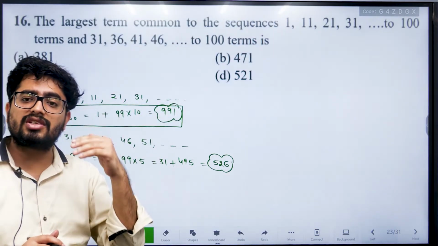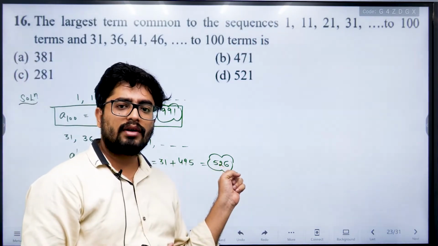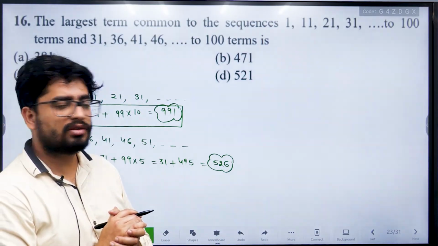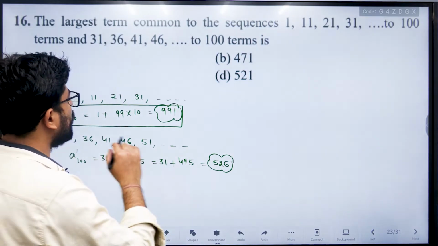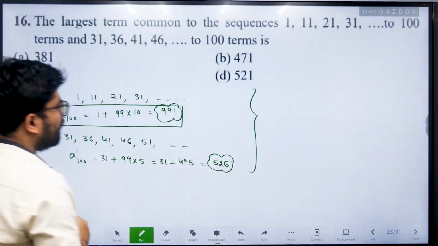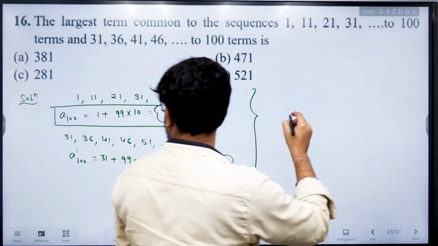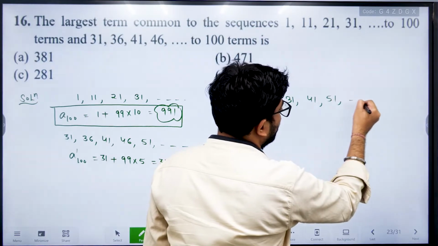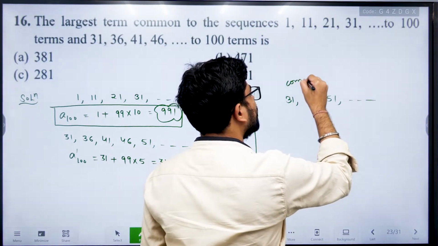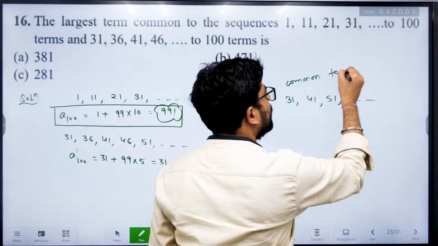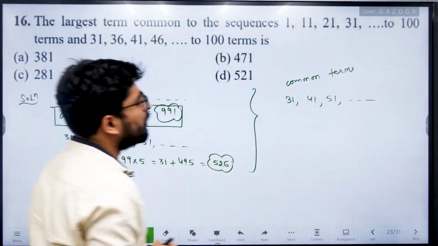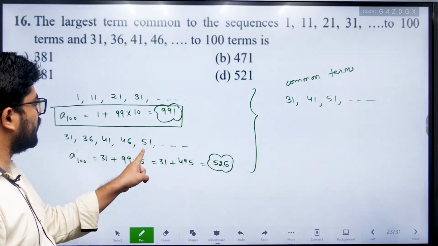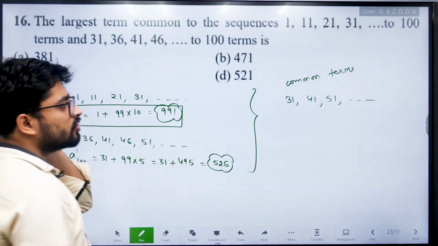So it means the largest common term is less than or equal to this thing, yes or no? If you observe the common terms, the common terms are 31, 41, 51 and so on. Yes, 31, then 41, then 51, then 61 and so on. So this is again an AP.